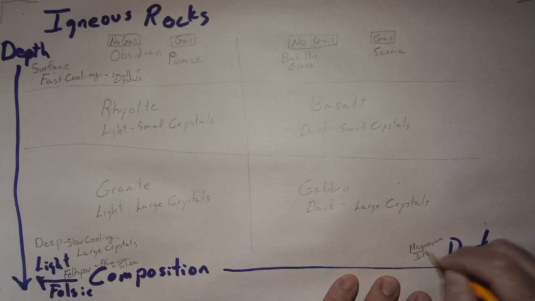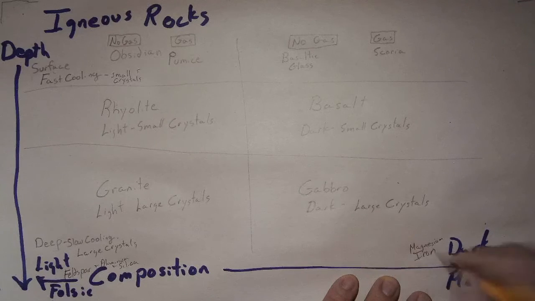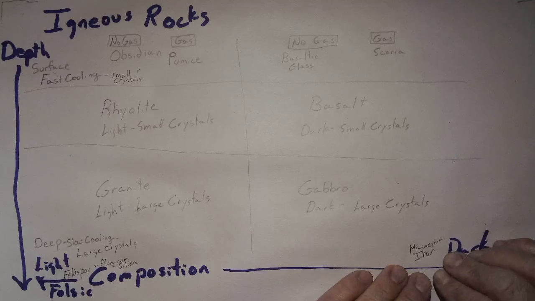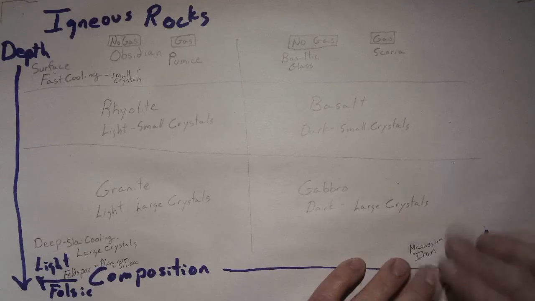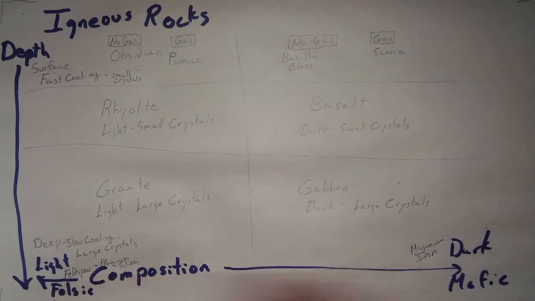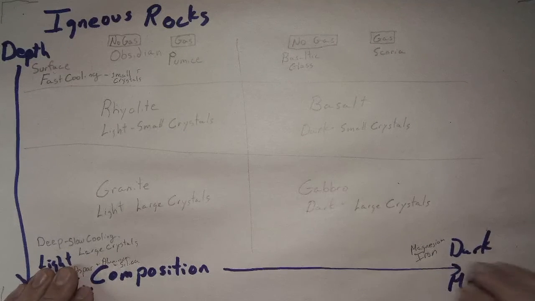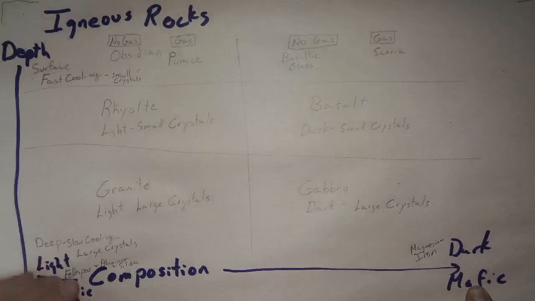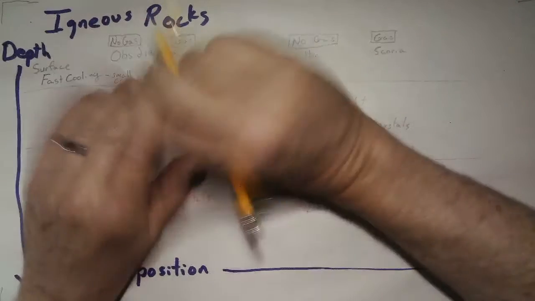Over here on the dark side, mafic, that stands for magnesium and iron. And magnesium and iron then are dark elements that will make this rock very dark colored. So we have composition going from light colored to dark colored and felsic to mafic, and the depth of formation. So let's start up here.